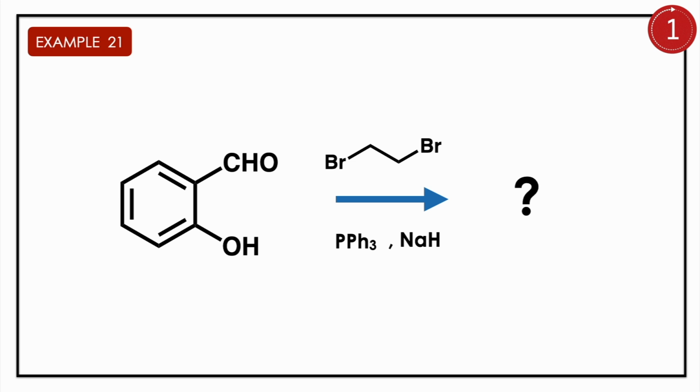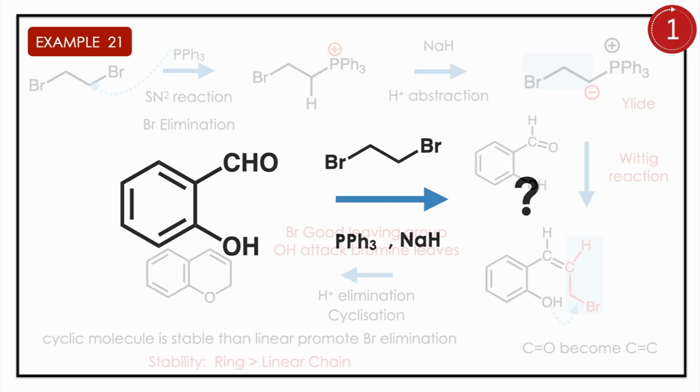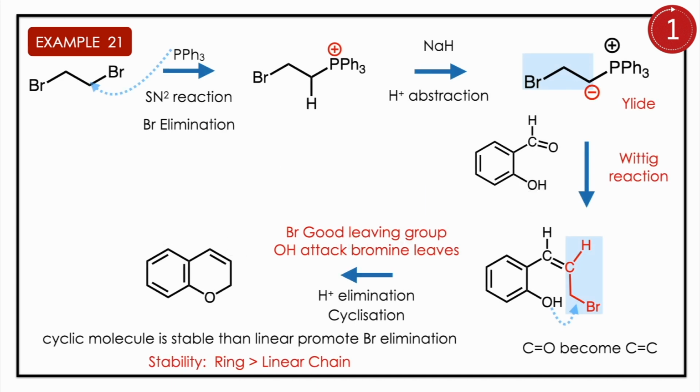Then the next reaction: you have benzene with alcohol and CHO in ortho relationship. Here you have a dibromoalkane, phosphine, and sodium hydride you are using. You should find what will be the final product. Here bromine is there, and the phosphine you are using is for ylide formation. For the ylide formation, phosphine attacks the carbon with bromine. It forms a phosphonium cation, then sodium hydride abstracts the proton. You have the ylide there.